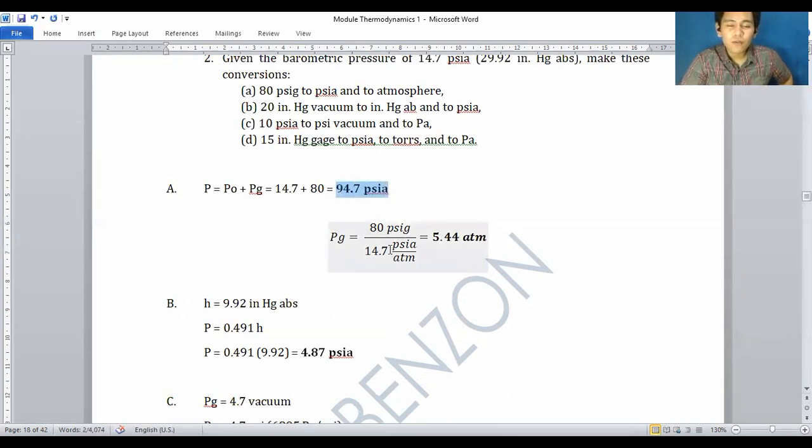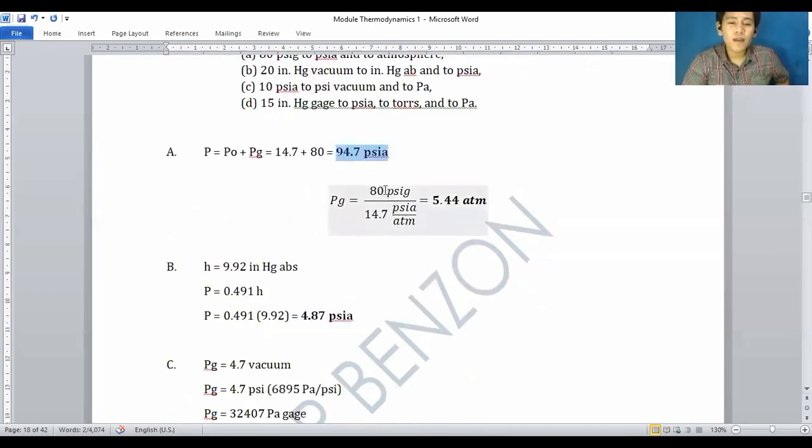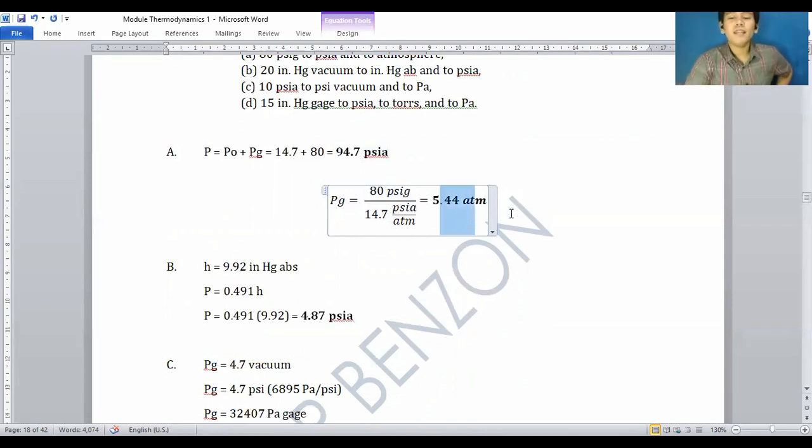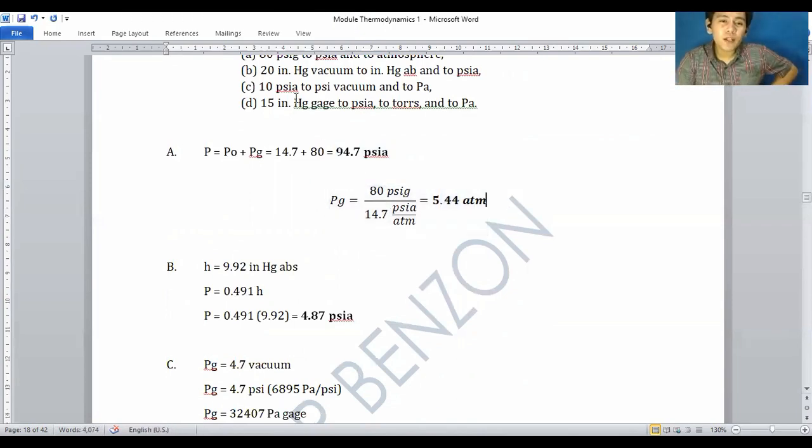Next, to atmosphere. The PSIG, rather, we have to convert into ATM, where 14.7 PSIA is equal to 1 ATM. So therefore, we only divide 80 by 14.7 and we yield 5.44 ATM. Next, letter B, 20-inch Hg vacuum, to inch Hg absolute, and to PSIA.